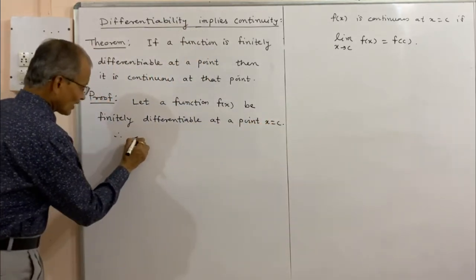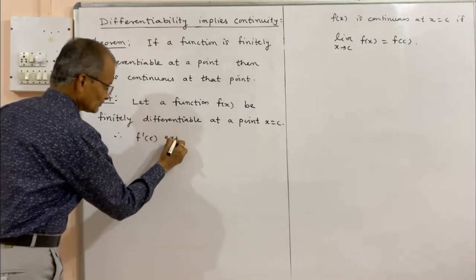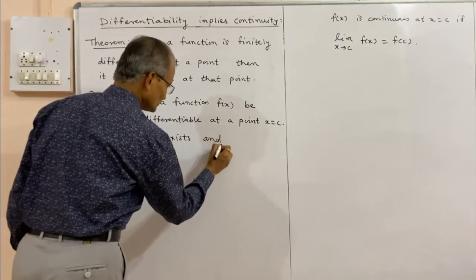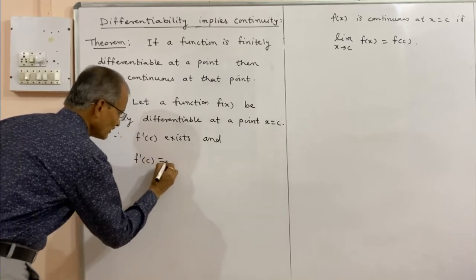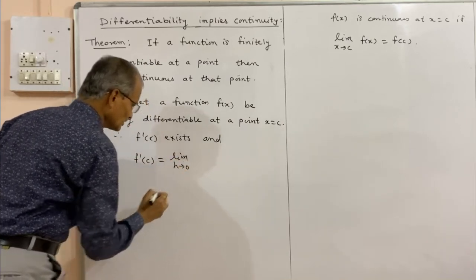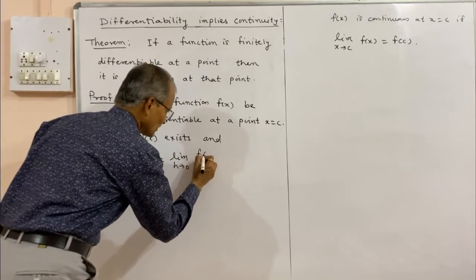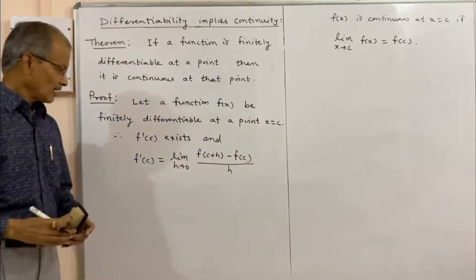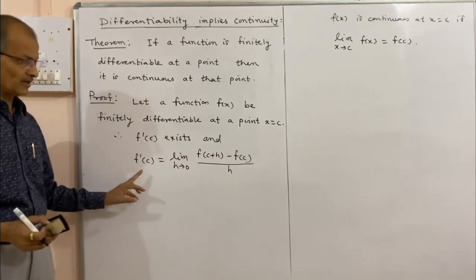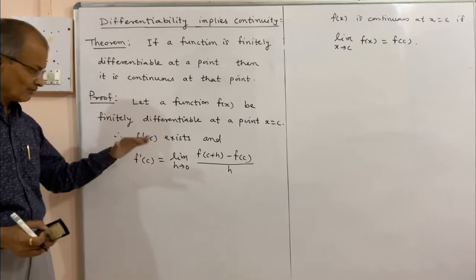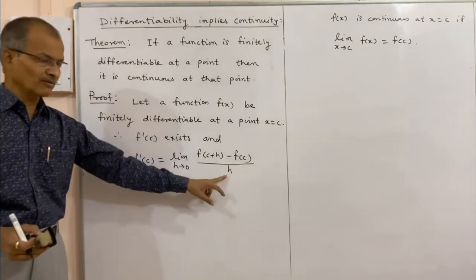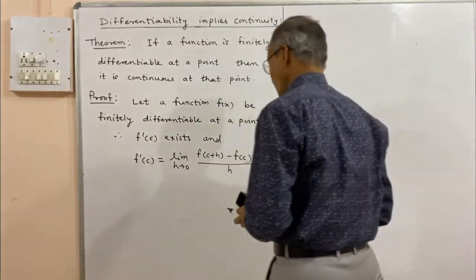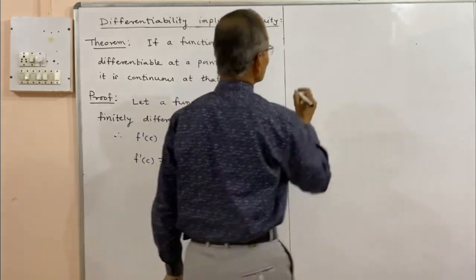Therefore f dash c exists. And what is f dash of c? By definition, we will use the earlier definition in terms of h tends to 0. Limit h tends to 0, f of c plus h minus f of c divided by h. This is the definition of derivative. Instead of a, we are using here point c, and this is the first definition we have written. Then we have converted it in terms of x, f(x) minus f(c) divided by x minus c. And now suppose we call this result 1.